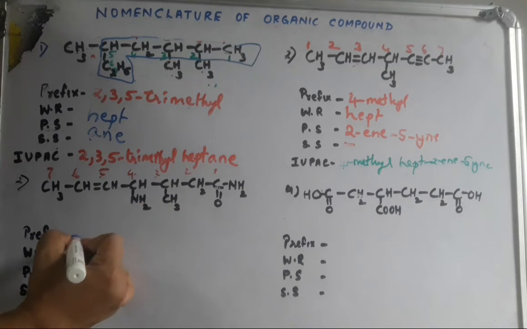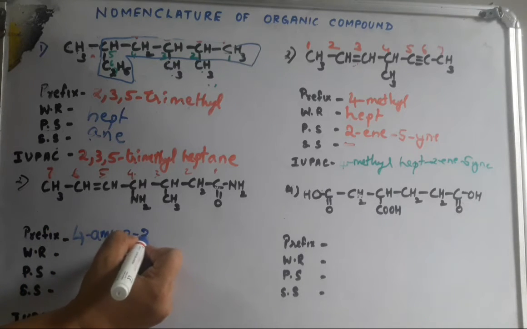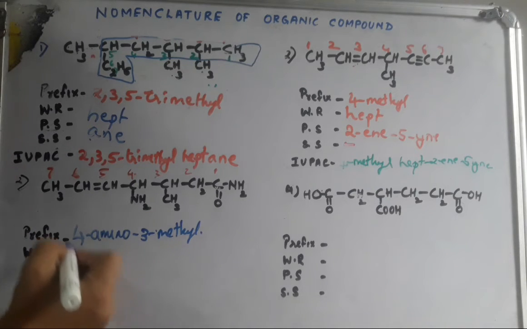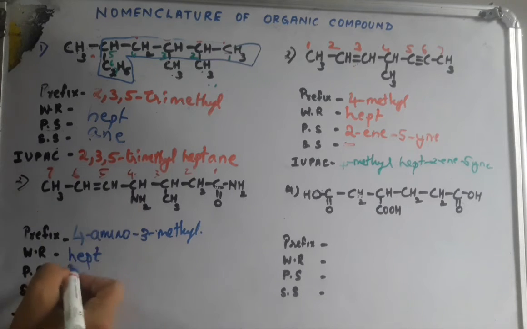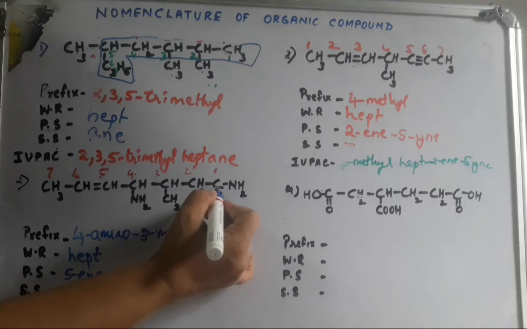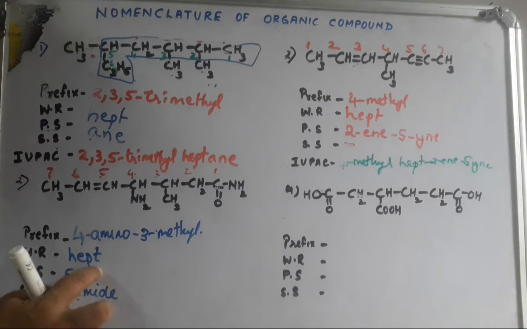First you write amino. 4-amino. Then comes 3-methyl. Okay. Now the word root is 7. So hept should be again given. Primary suffix is 5-ene. Okay. Because after 5 is the double bond. Secondary suffix is amide. 1-amide. Now if the secondary suffix starts with a vowel, we drop the E of the primary suffix. E should be dropped if it is starting with a vowel.